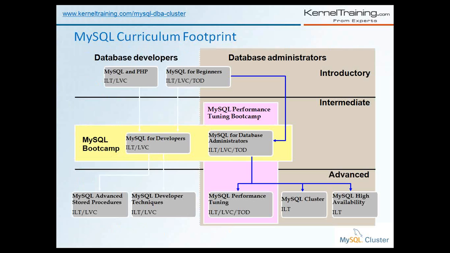Curriculum path. We are DBAs at the intermediate level, and we have three options. We still have three more options to enhance ourselves. One is performance tuning, one is cluster and high availability, and we are enhancing ourselves by going through clusters.